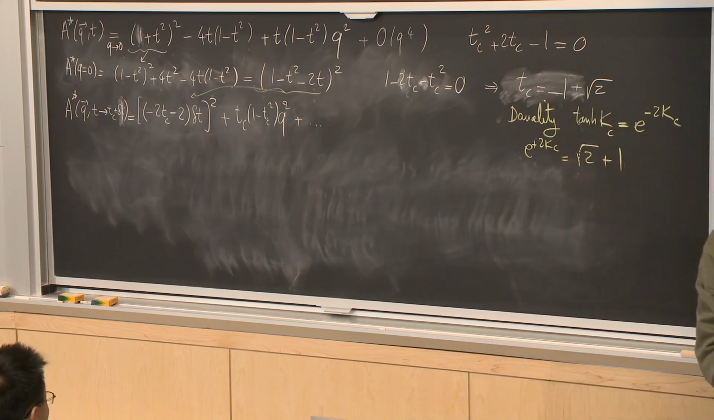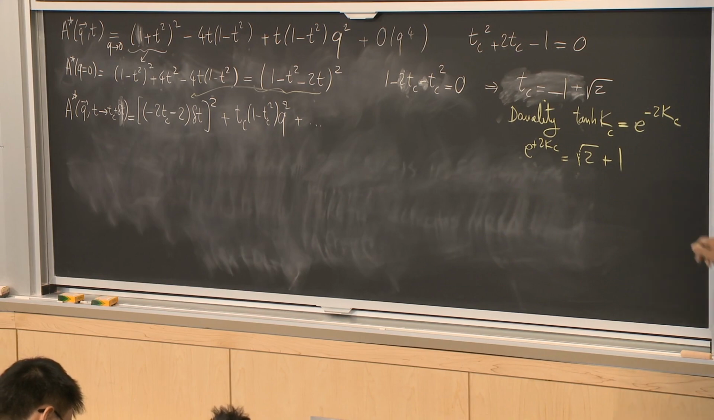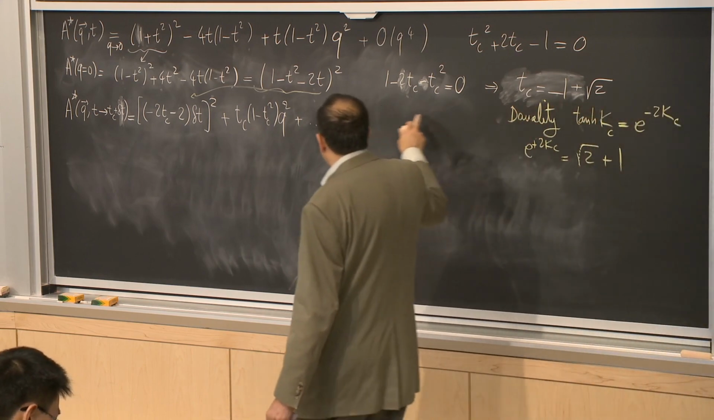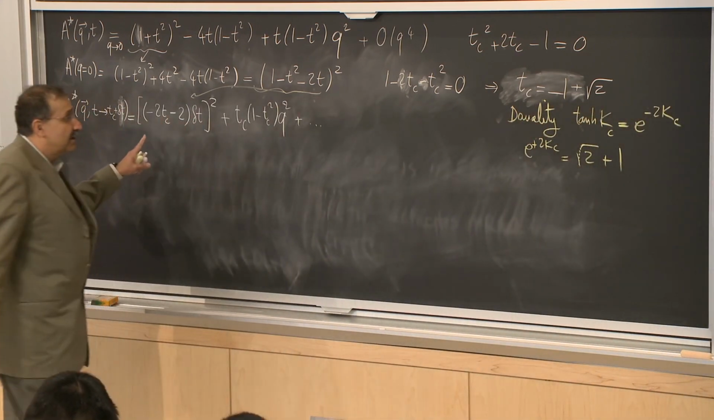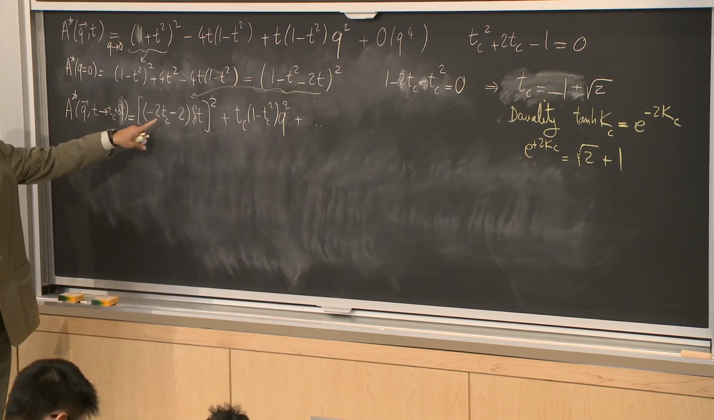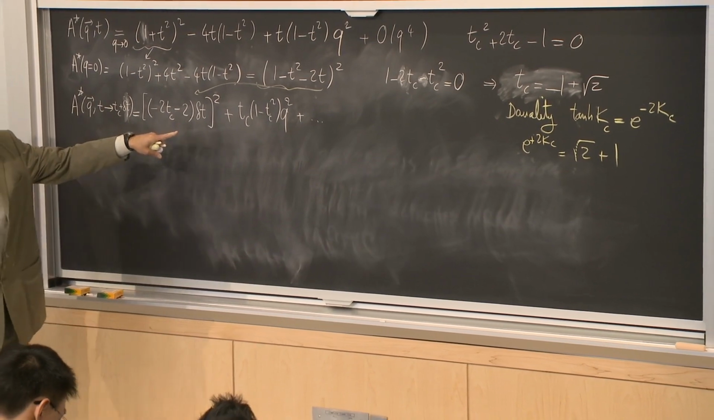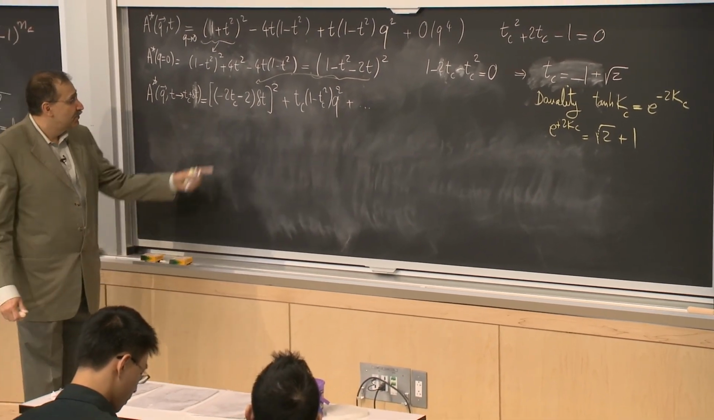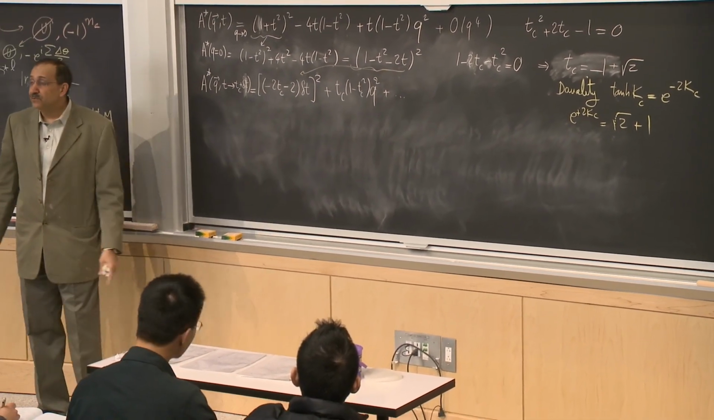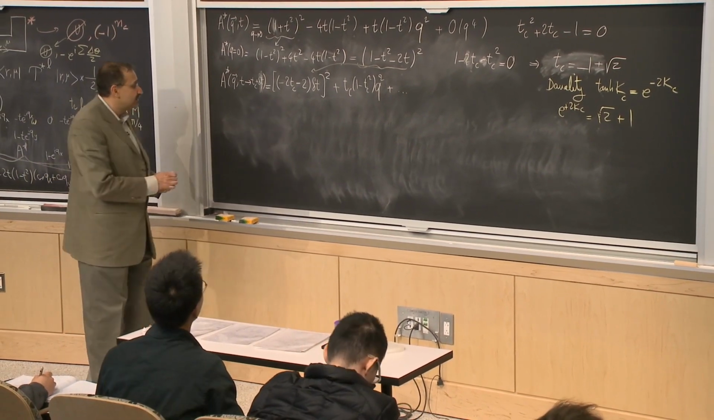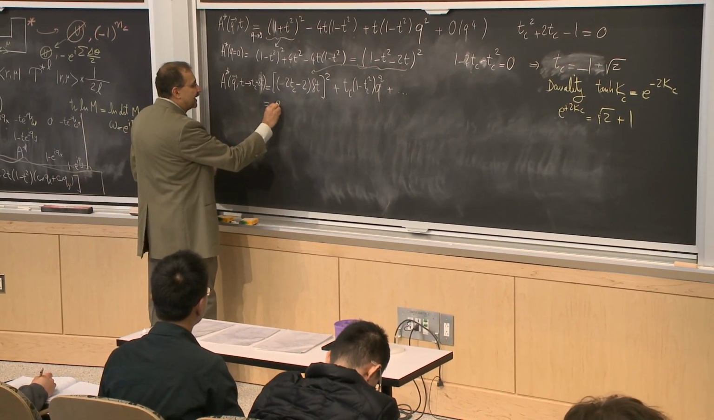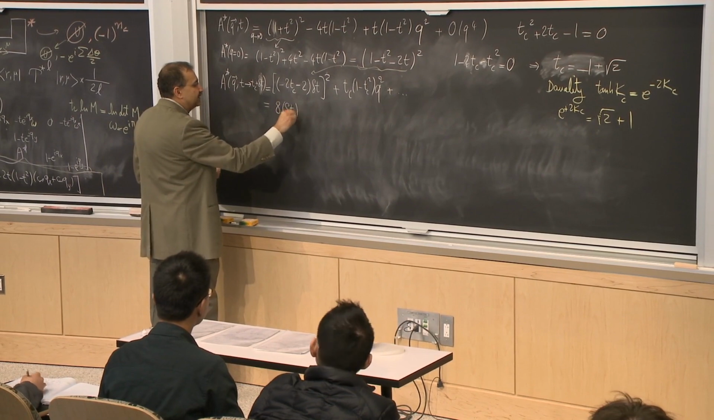Okay? Now, fortunately, we have a value for Tc that we can substitute in a couple of places here. You can see that this is, in fact, twice Tc plus 1, and Tc plus 1 is root 2. So this is minus 2 root 2. I square that, and this whole thing becomes 8 delta T squared.